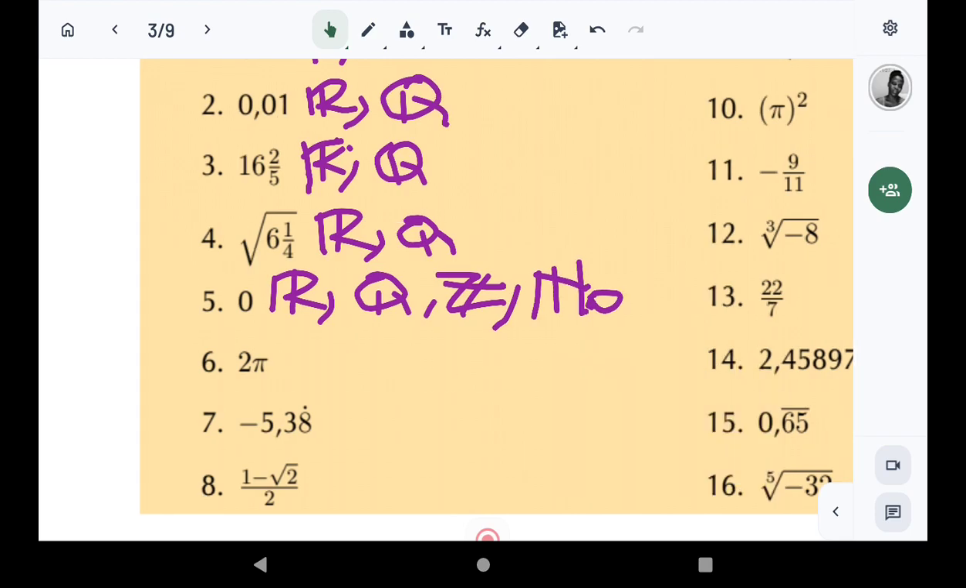2 pi. Pi is an irrational number. Remember, it becomes a decimal that does not repeat. It does not have a repeated pattern. It does not end. Whatever you multiply with it will end up as an irrational number. It's a real number though. You can find that in your calculator. Is it rational? No, it's not. It's irrational.